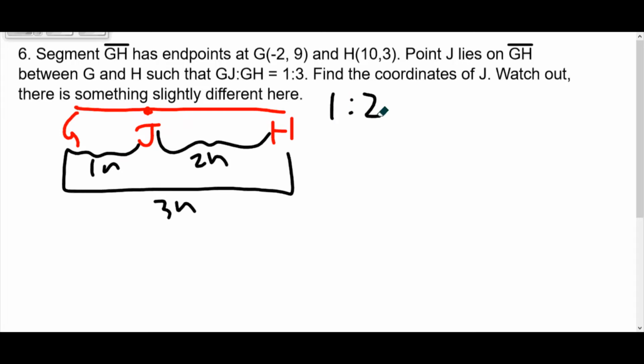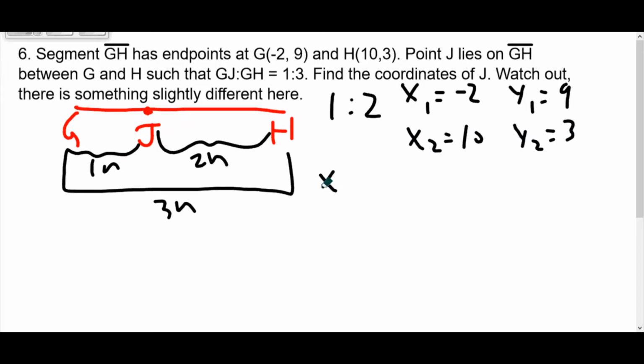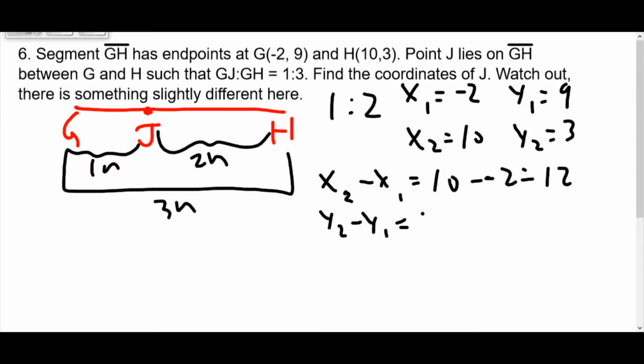And so now let's find our differences. So here our x1 is -2, our y1 is 9, our x2 is 10, and our y2 is 3. So we do our x2 minus x1, which is 10 minus -2, which is 12. And then y2 minus y1, that's going to be 3 minus 9, which is -6.